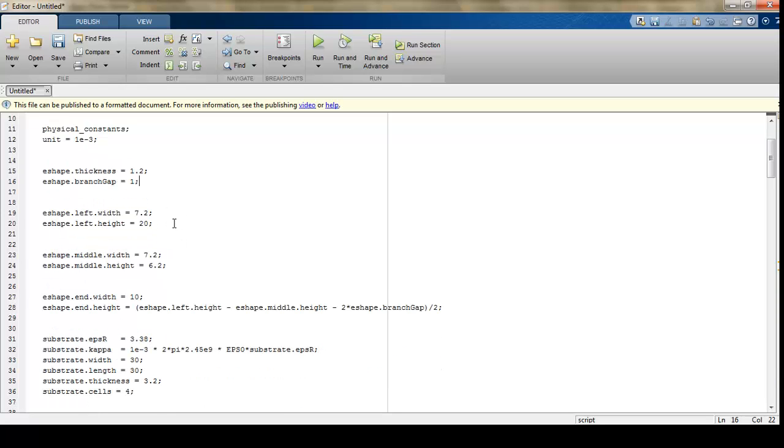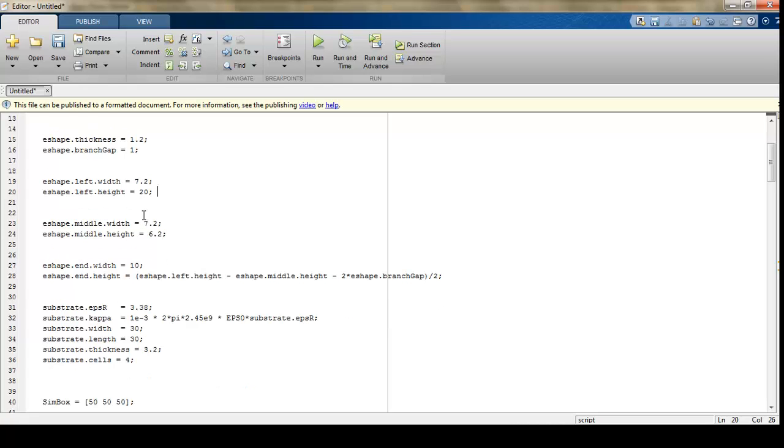This represents the width of the left branch in the x direction, whereas the height of the left branch is represented in the y direction. The width of the middle branch is represented in the x direction as above and has the same value, whereas the height of the middle branch is represented in the y direction.